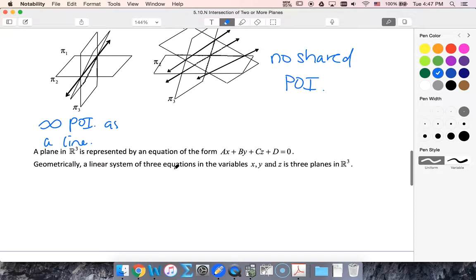Algebraically, we have 3 equations and 3 unknowns. So we would have a system of 3 linear equations with x, y, and z. And we'll look in the next example at what happens when I solve algebraically.